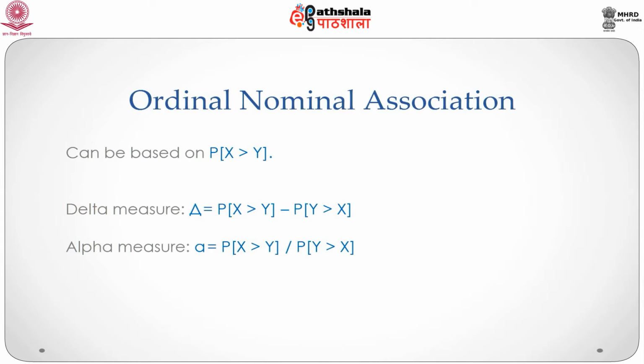Where we assume that x and y are two independent random variables from the two distributions corresponding to the two levels of the nominal variable. So, for example, x denotes the satisfaction for men and y denotes the satisfaction for a randomly chosen woman. In the case when satisfaction does not differ with gender, we would expect probability x greater than y to be equal to probability of y greater than x, and hence the delta measure to be equal to 0. Similarly, the alpha measure is a ratio measure, and we can use the value of the alpha measure to make inferences about the extent of association between the ordinal and nominal variable.